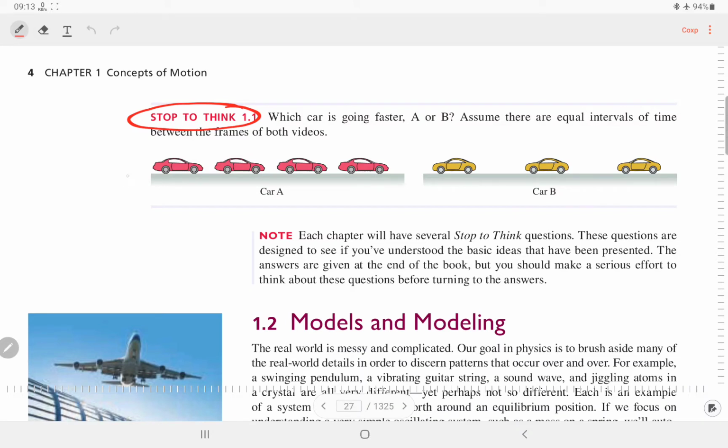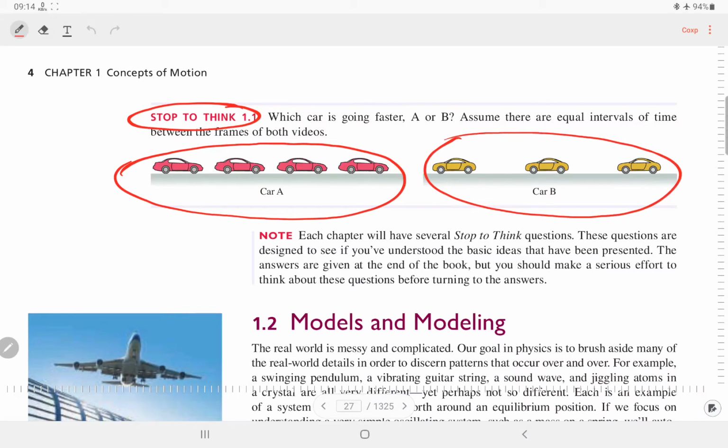So as you see, we have 2 diagrams, A and B. In A, the red car is moving to the right. This is the direction of the car, moving to the right. In the second figure, the yellow car is moving to the left. So their directions are different, opposite directions. And we know that these pictures were taken with equal intervals of time.